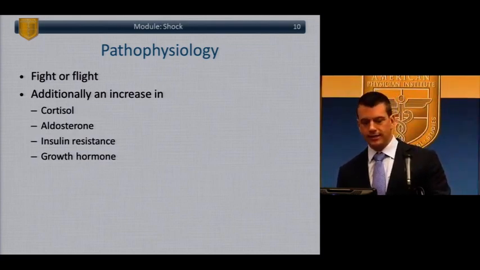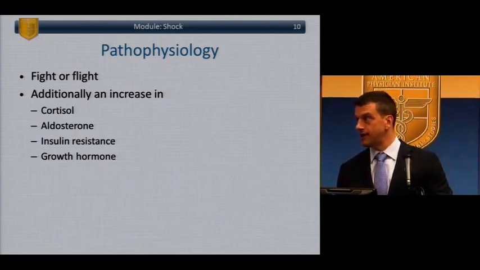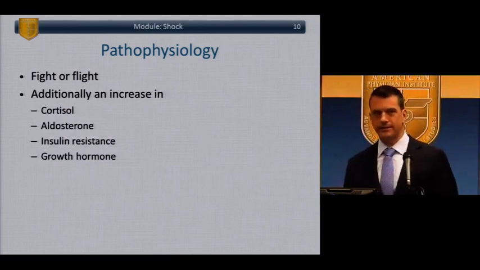You'll have an increase in insulin resistance. If you think of the fight or flight phenomenon, you do want glucose and substrate on board to utilize for energy. So you want to do things that would make the glucose readily available. And also growth hormone is increased.